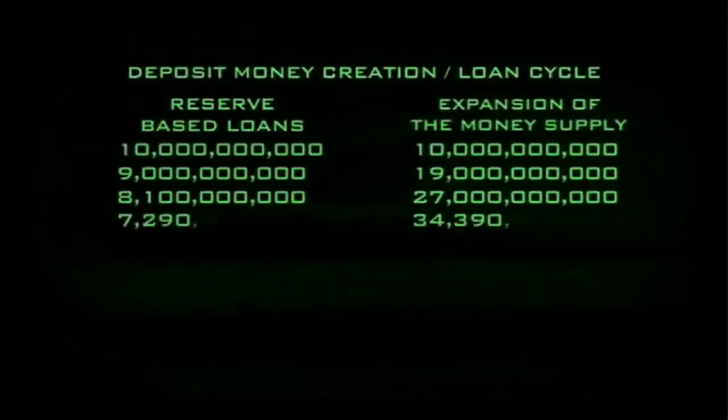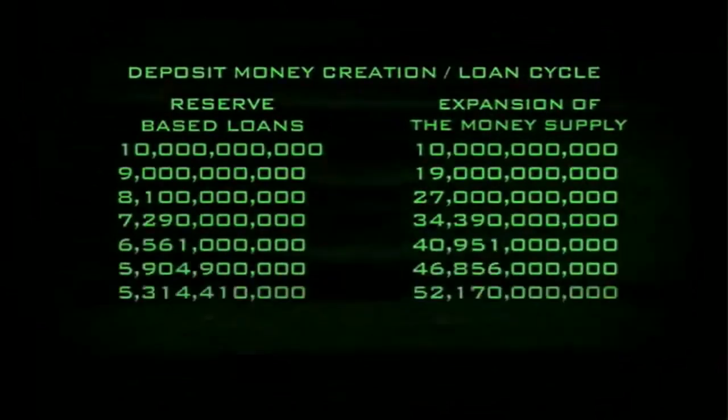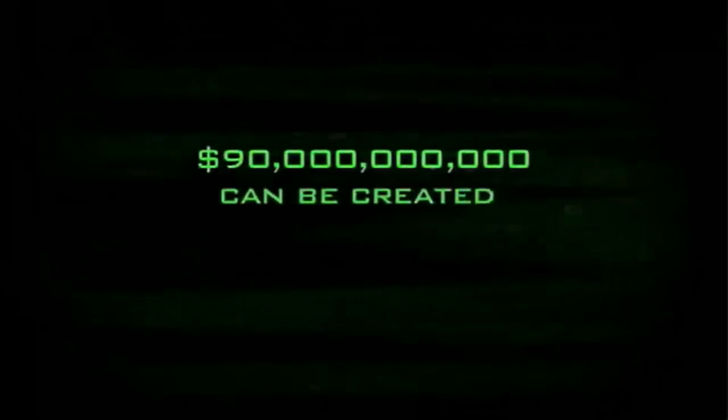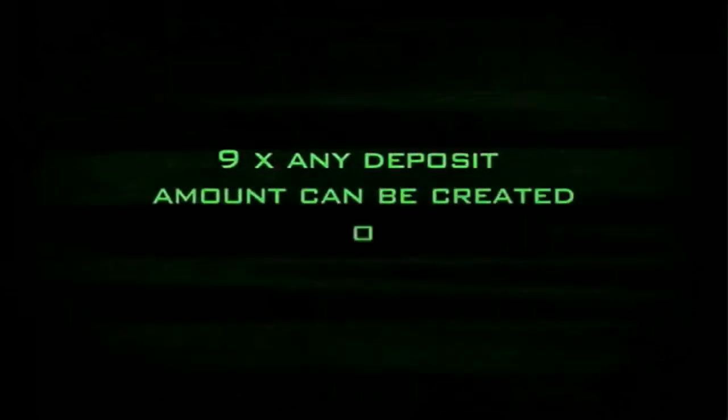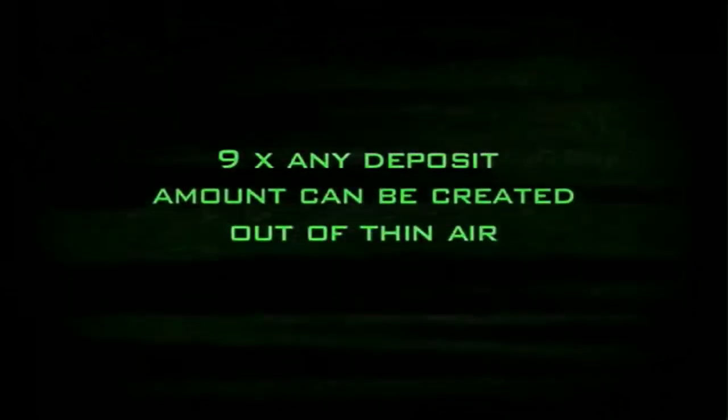The average mathematical result is that about $90 billion can be created on top of the original $10 billion. In other words, for every deposit that ever occurs in the banking system, about 9 times that amount can be created out of thin air.